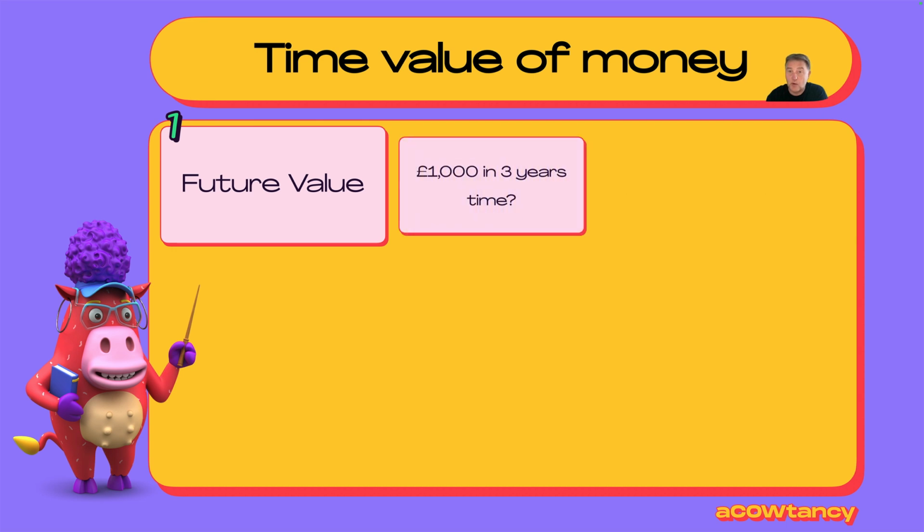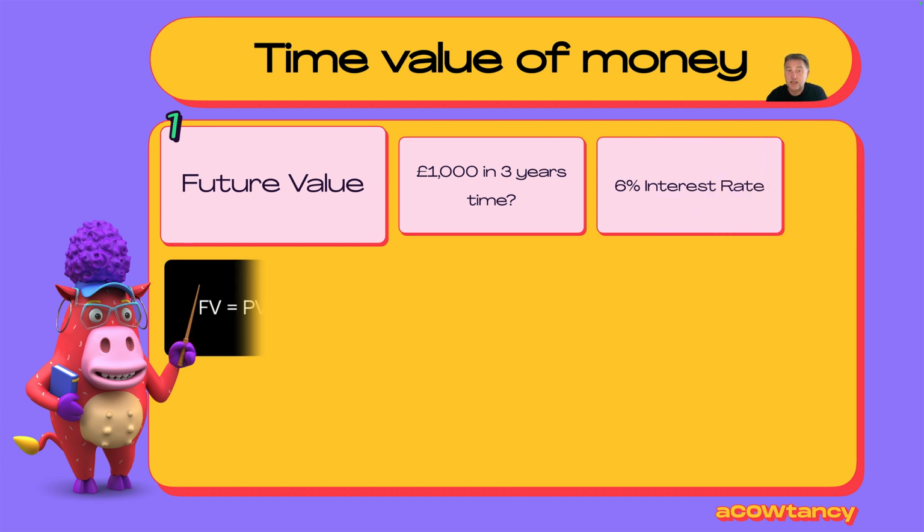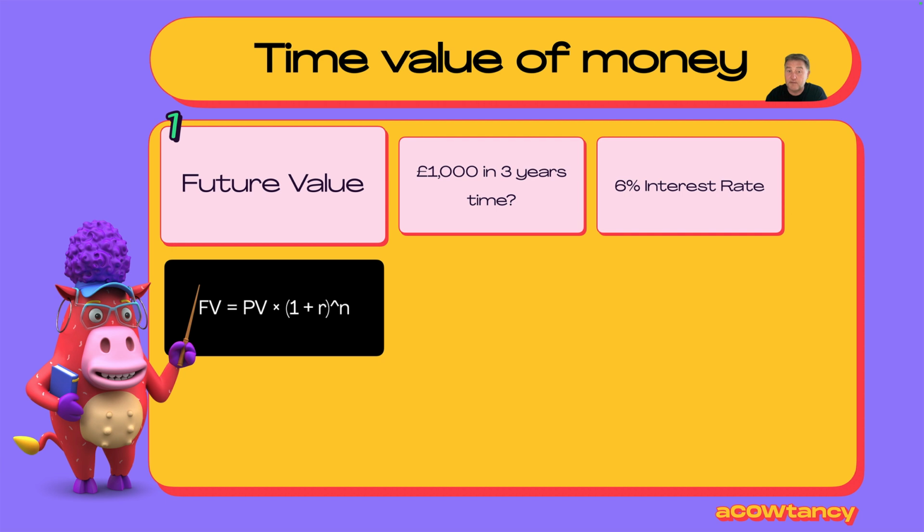So how can you evaluate what 1,000 will be worth in 3 years' time, given a certain interest rate, which we're saying is 6%? Well, there's the rather scary looking formula. Future value equals present value times 1 plus r to the power of n. It's easy though in reality.